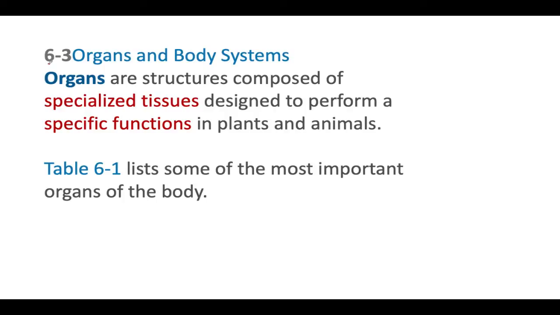Now we look at 6.3, organs and body systems. Organs are structures composed of specialized tissues designed to perform specific functions in plants and animals. A concept here is that we have cells, and cells have organelles. These organelles function in a very particular way to design very specific components.